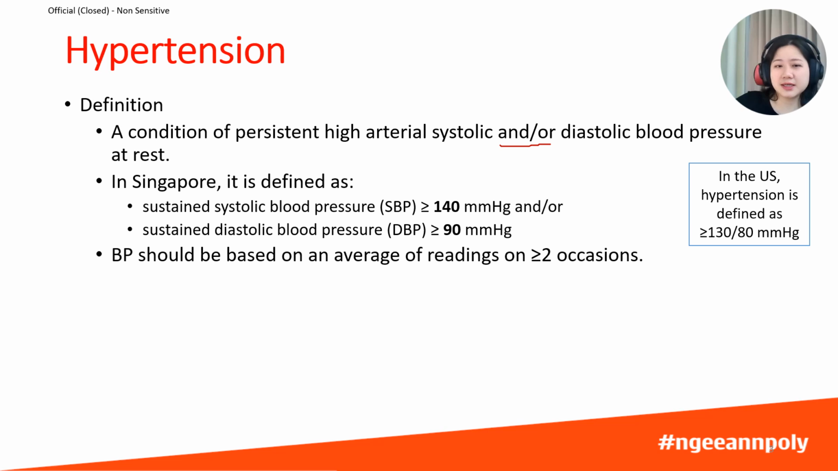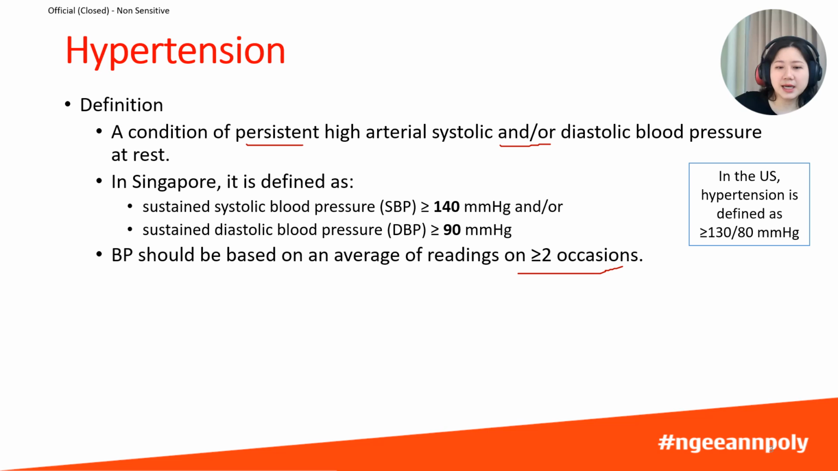Another keyword here is persistent. Persistent high arterial systolic or diastolic blood pressure. So to diagnose hypertension, at least 2 blood pressure readings on separate occasions should be taken.